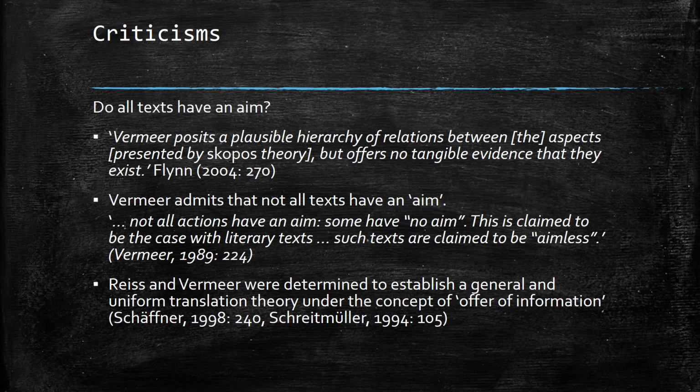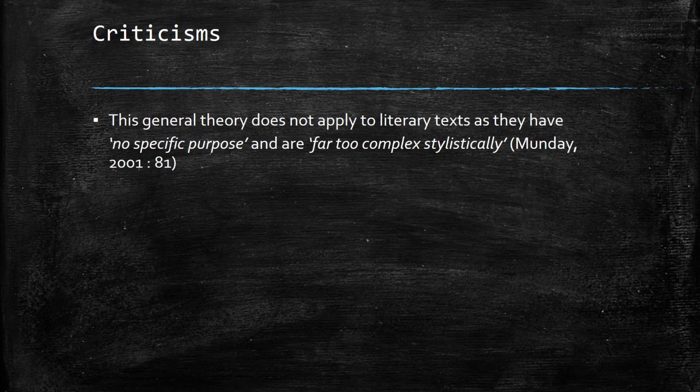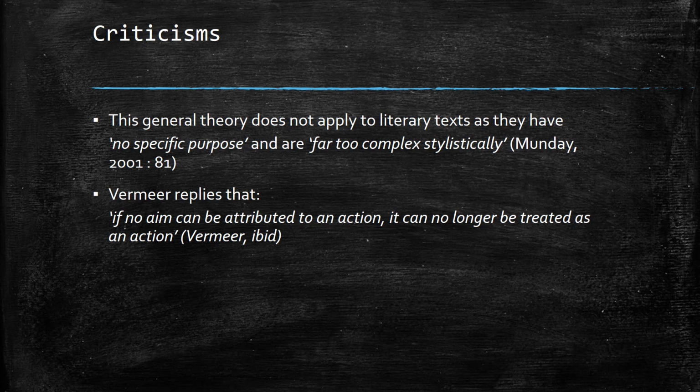And Schäffner summarizes Schreitmüller, saying that Reiss and Vermeer were determined to establish a general and uniform translation theory under the concept of offer of information. Mundy says that the Skopos theory is a general theory that cannot or does not apply to literary texts, as they have no specific purpose and are far too complex stylistically. Vermeer simply doesn't agree and says if no aim can be attributed to an action, it can no longer be treated as an action.